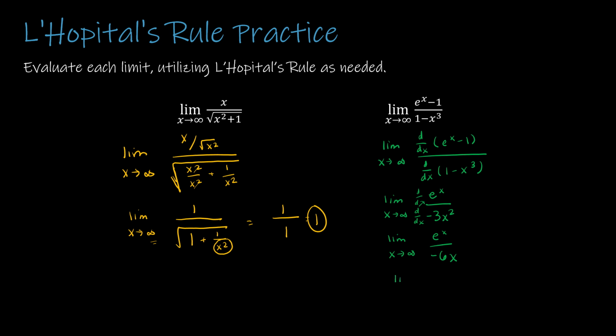Am I where I need to be? Not quite. Let's go one more time with L'Hopital. And I get the derivative of e to the x is e to the x, and the derivative of negative 6x is negative 6. And now, finally, I can say, let's evaluate. So we know that the numerator is going to approach infinity, and the denominator is going to be negative 6, so that gives me negative infinity.